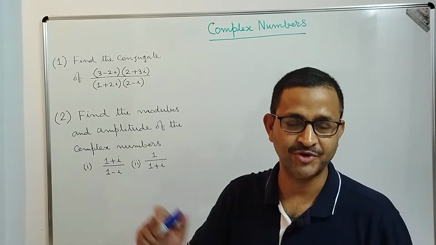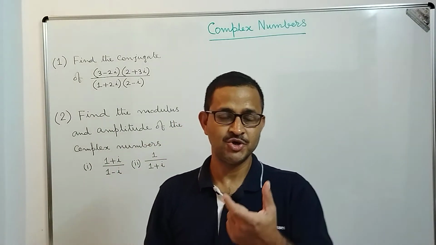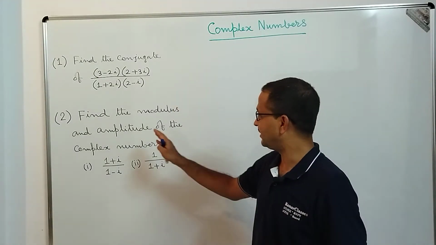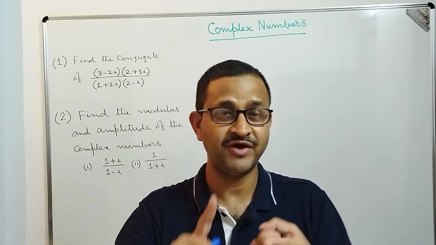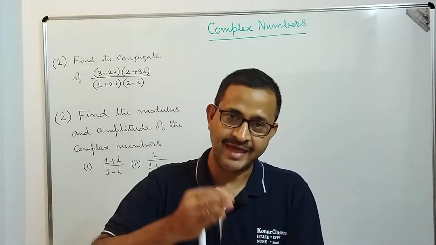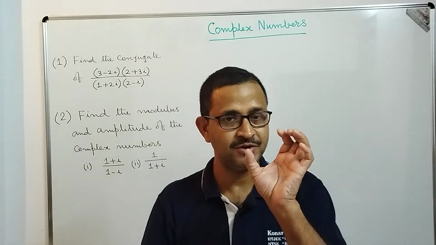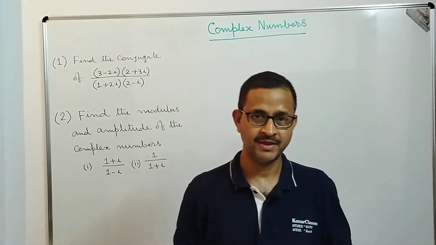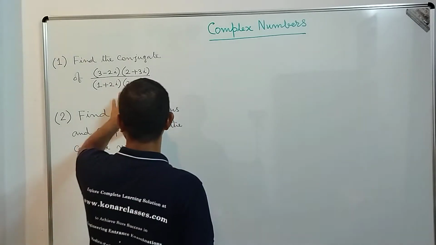One, to find the conjugate of the complex number as you find it here, and the second one is to find the modulus and amplitude of the two complex numbers. So dear students, whenever you need to find the conjugate of a complex number or the modulus and amplitude or argument of a complex number, the first thing you need to do is to represent the complex number in the form of a plus ib. Okay, so let's see how we can represent this complex number in the form a plus ib.